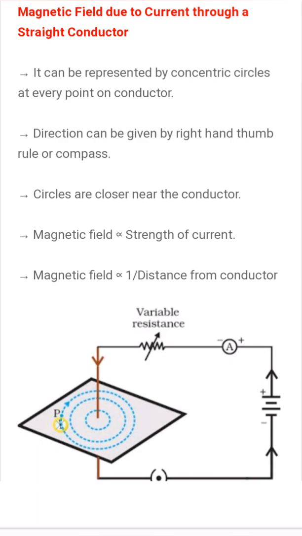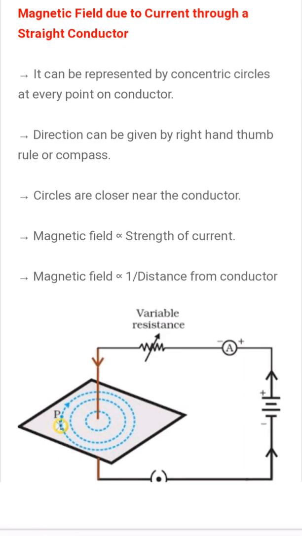Now as the direction of the current is downwards, the direction of the magnetic field will be in the clockwise direction. We can see over here the concentric circles at every point of the conductor, encircling the wire. The direction of the magnetic field can be found out by the right hand thumb rule, that is in the clockwise direction. The circles are closer near the conductor.